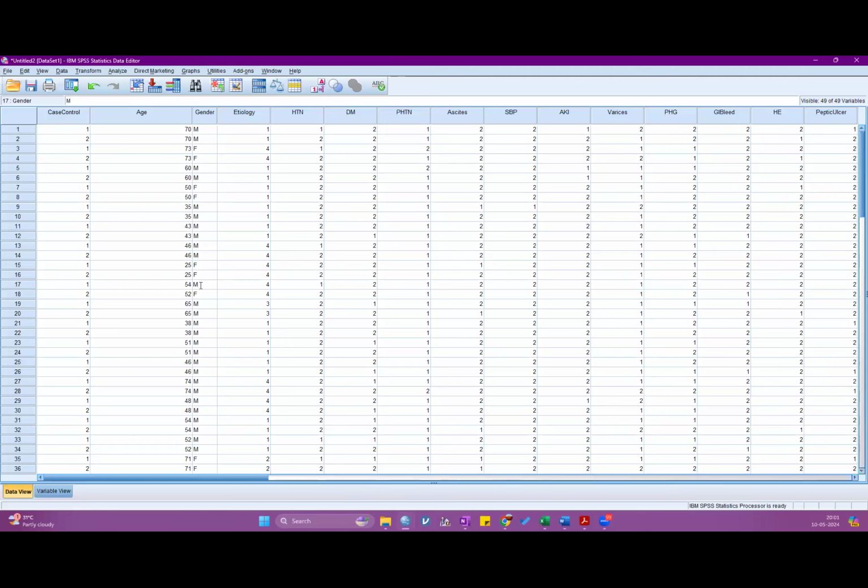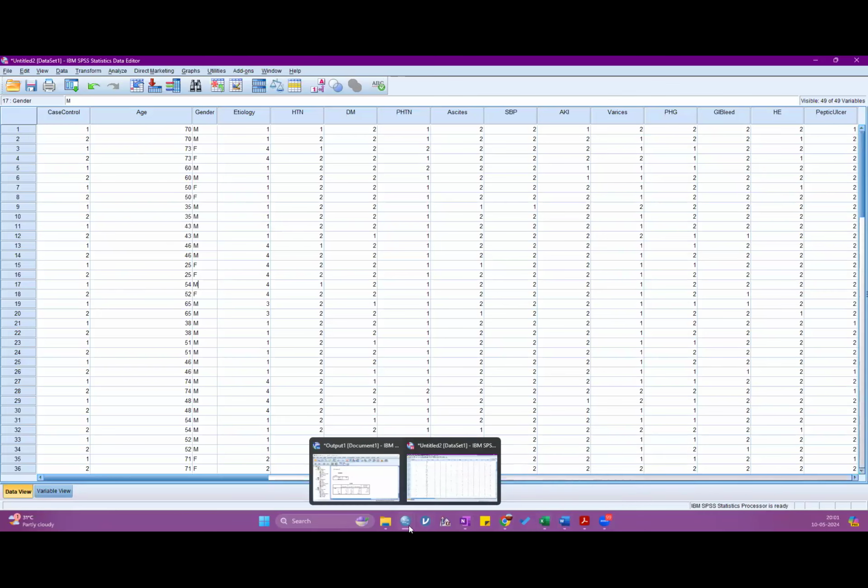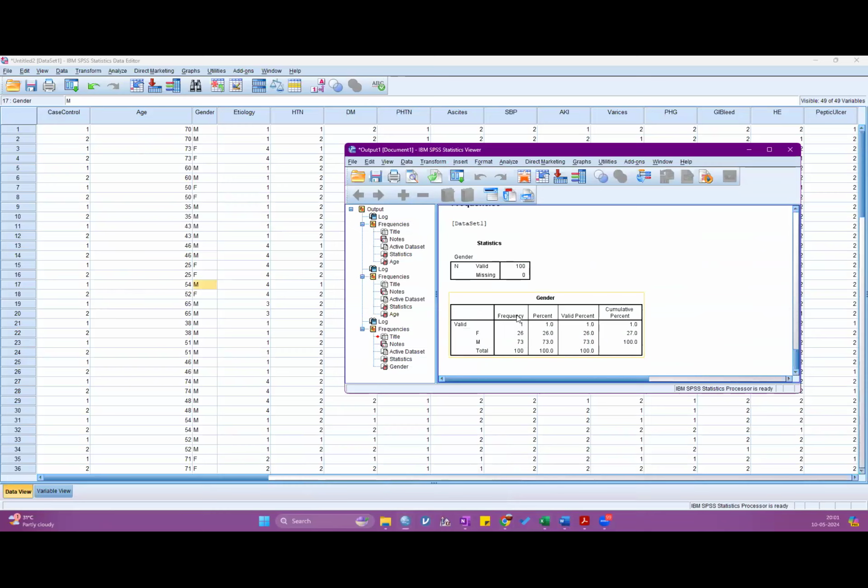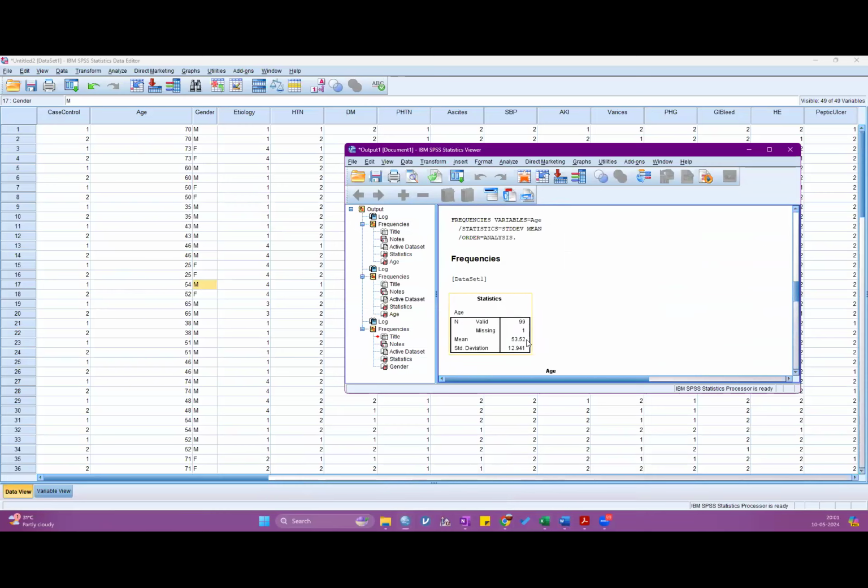No, it will not give Mohit. Why? Because we are having standard deviation. In the end, we are getting SD also. So during the research part, we need to report age in the mean plus minus SD form. So that's why we are calculating SD here. So let me show you SD again. So it is 53.52 plus minus 12.94.